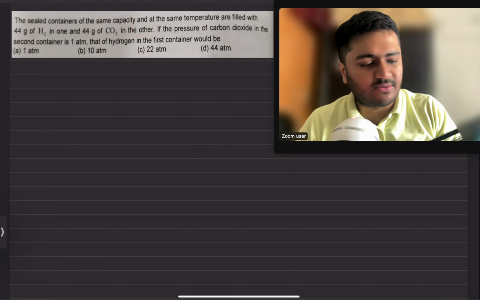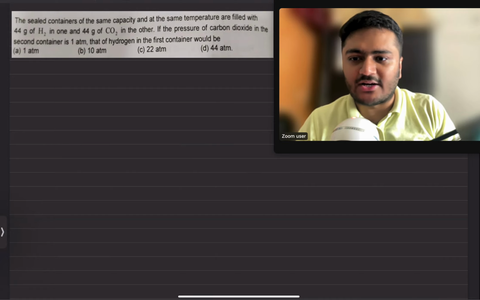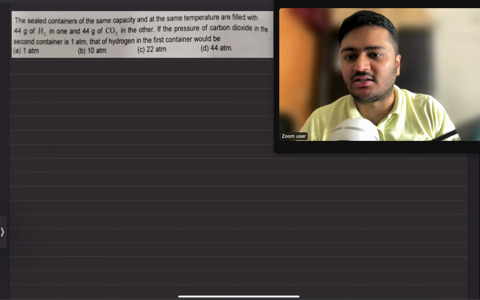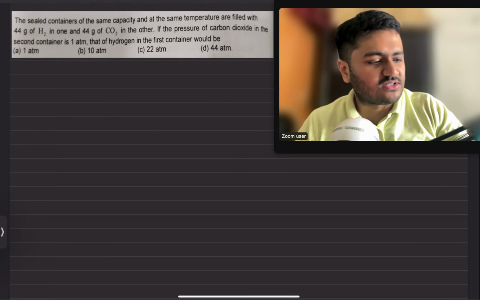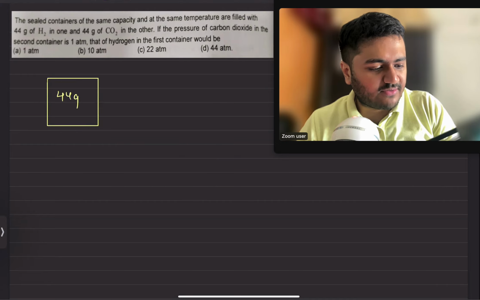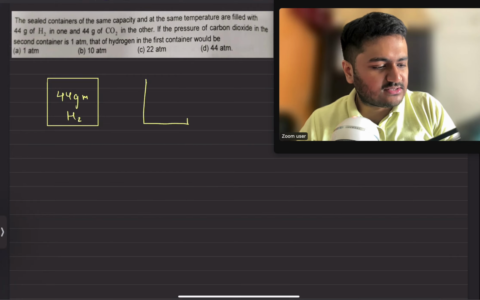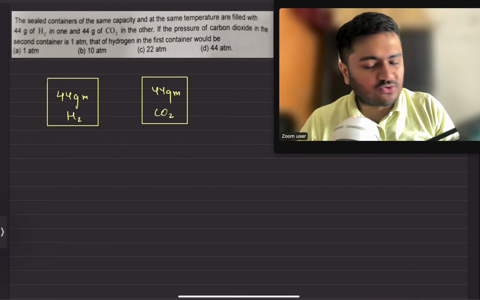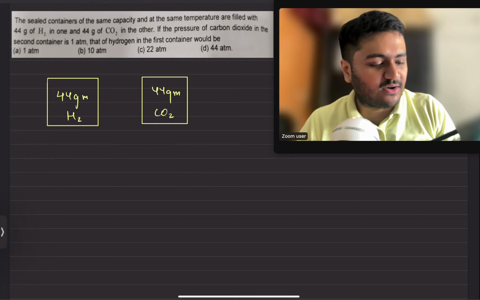If the pressure of the carbon dioxide in the sealed container is 1 atm, that of hydrogen in the first container would be? So the pressure in the second container is 1 atm. We'll use the ideal gas equation. There are basically two containers. One has 44 grams of H2 and the other has 44 grams of CO2. Let's calculate the number of moles first.